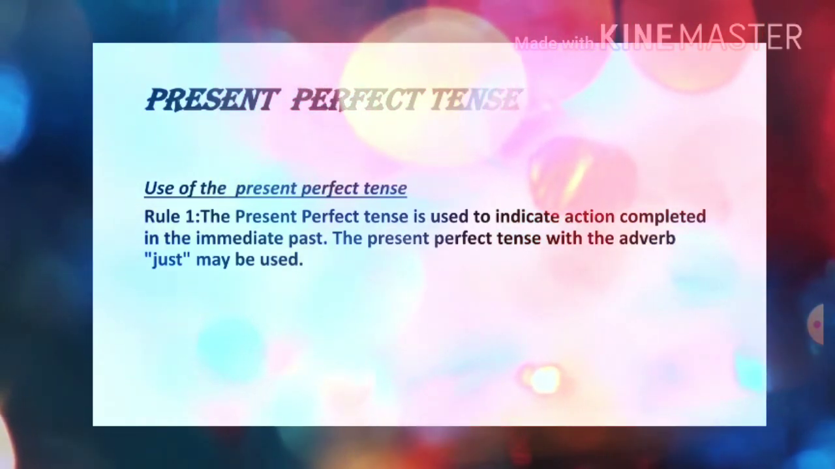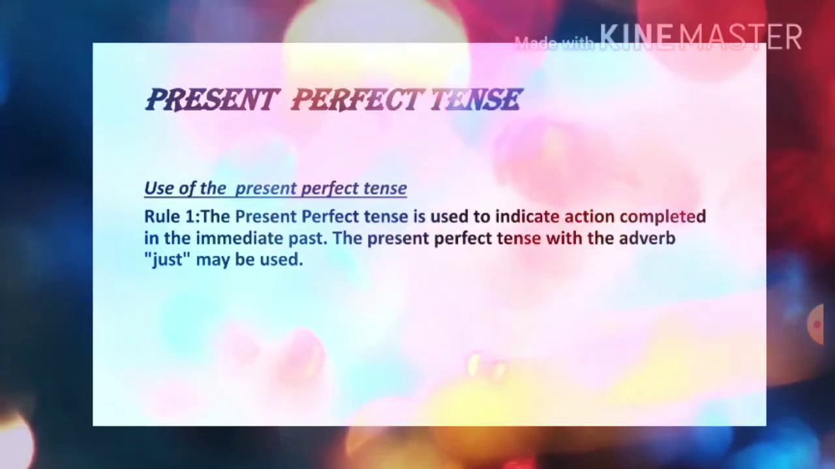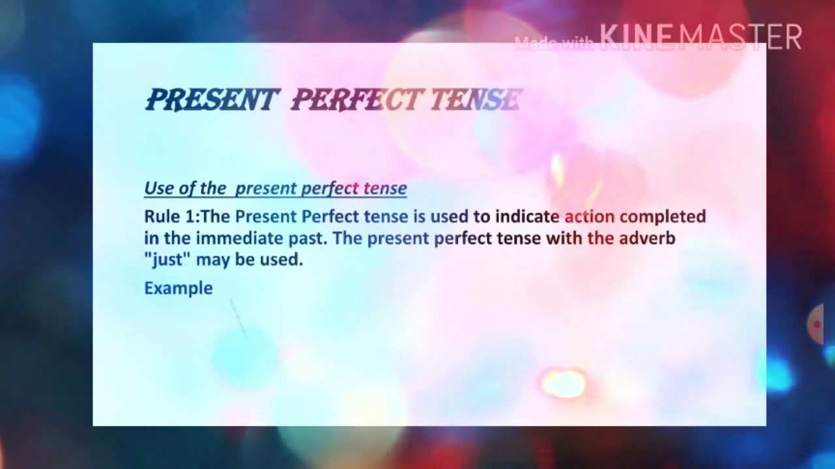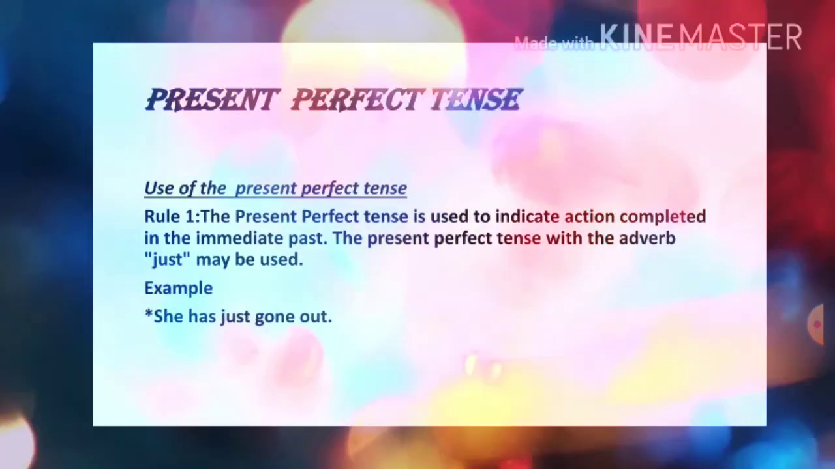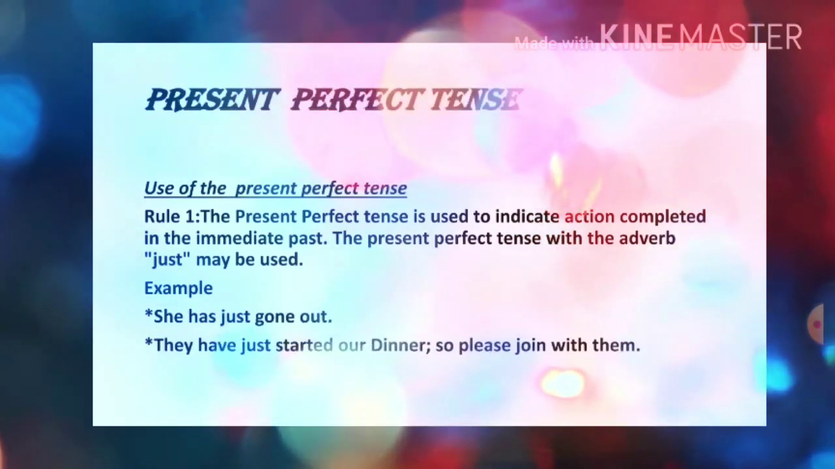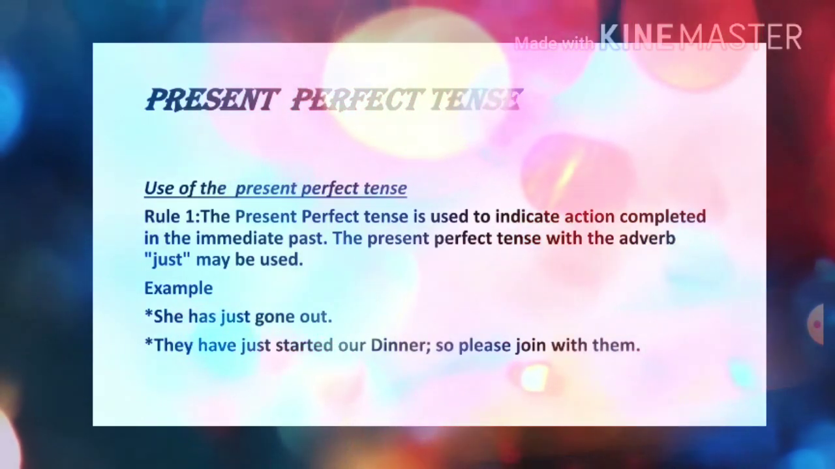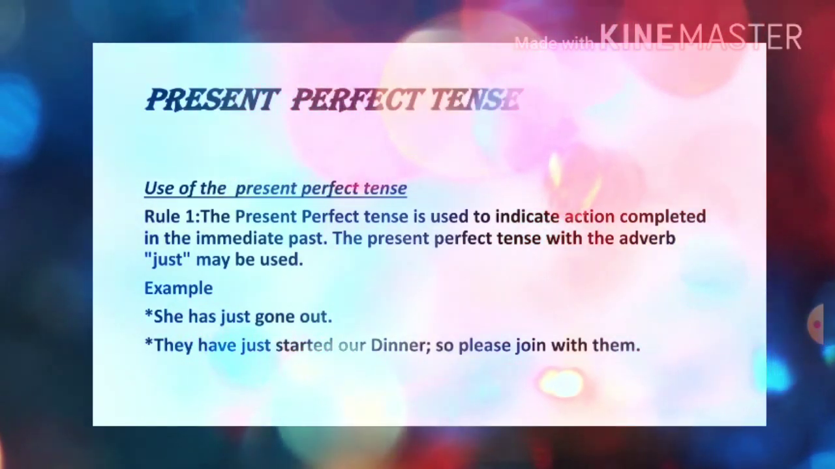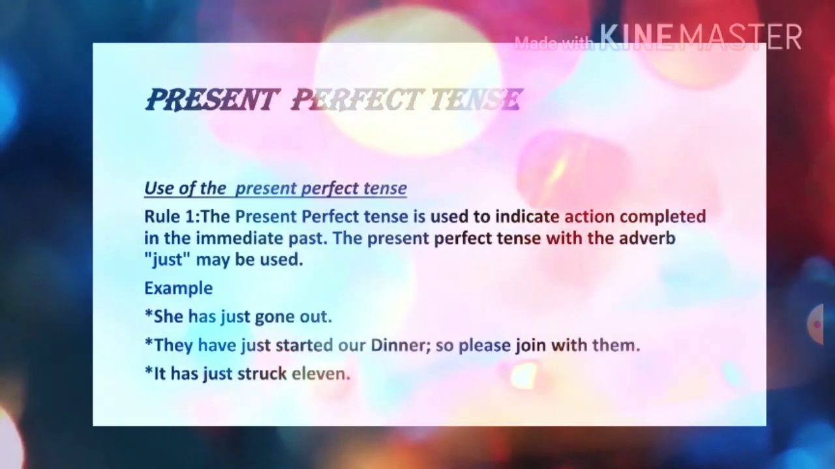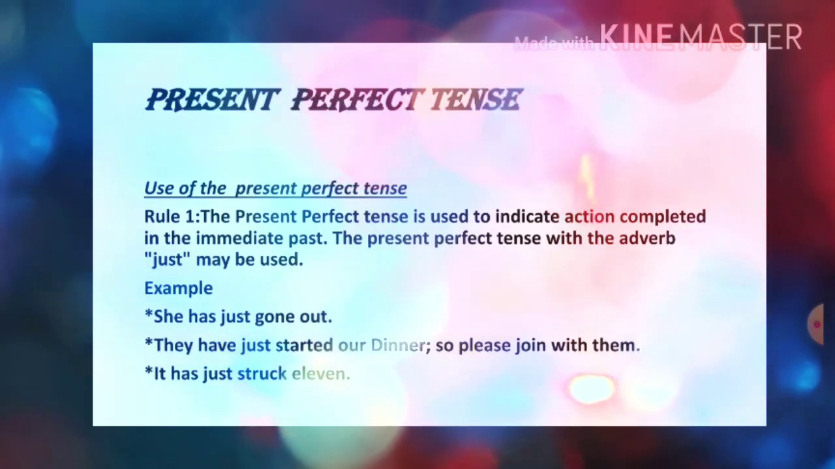The present perfect tense with the adverb just may be used. You can use just as an indicator of this tense. So here you can see examples like: she has just gone out. Just is the indicator for this rule. They have just started our dinner, so please join them. Next, it has just struck 11. So that's why this is the first rule of present perfect tense.